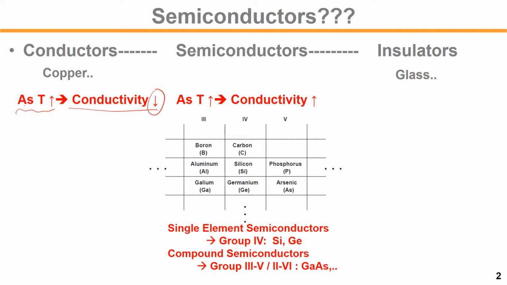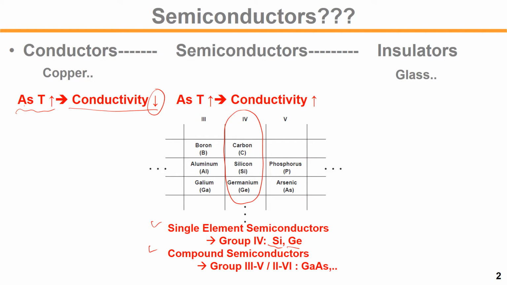But in a semiconductor, as the temperature rises, surprisingly, the conductivity goes up. What is happening inside? Let's take a look at what a semiconductor is. There are two different types. One is the single element semiconductor, made of a group 4 material like silicon and germanium. Silicon is abundant. If you go to the sea, there is lots of sand, so we can purify the rock or sand to get silicon out of it. So it is very cheap, and we can get silicon easily.